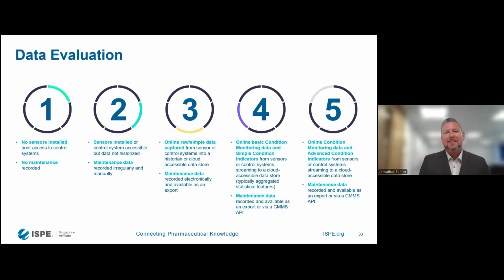So 3 is online or raw, simple data captured, potentially from sensors, or you have access to some of your control systems, potentially even a historian, and you will have access to some maintenance data recorded electronically. And then 5 being online condition monitoring data and advanced condition indicators coming from sensors and control systems with the ability to stream this already through to the cloud. And your maintenance data is available via integration or export through a CMMS.